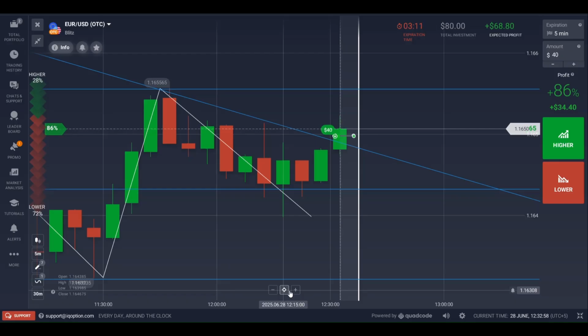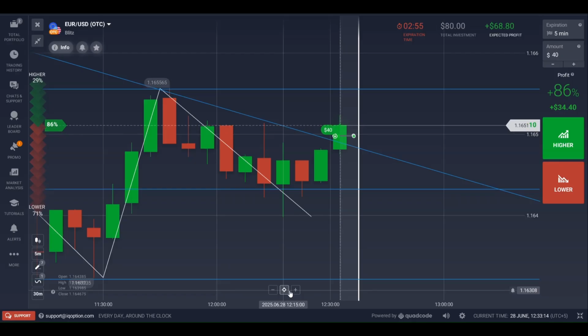Look closely at the candle wicks. Are they long or short near the support zone? Long wicks rejecting the support suggest strong buyer interest. That's your confirmation. This is where your setup becomes more than just a drawing. It becomes a real opportunity.